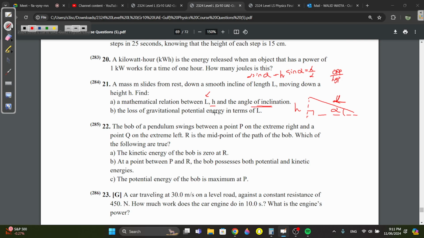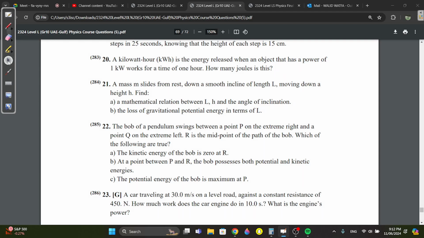The loss of gravitational potential energy in terms of L. The loss of gravitational potential energy is minus mgh, because loss means negative and gravitational potential energy is mgh. We said h is L sine alpha, so we can just replace h with L sine alpha. It'll be minus mgL sine alpha.